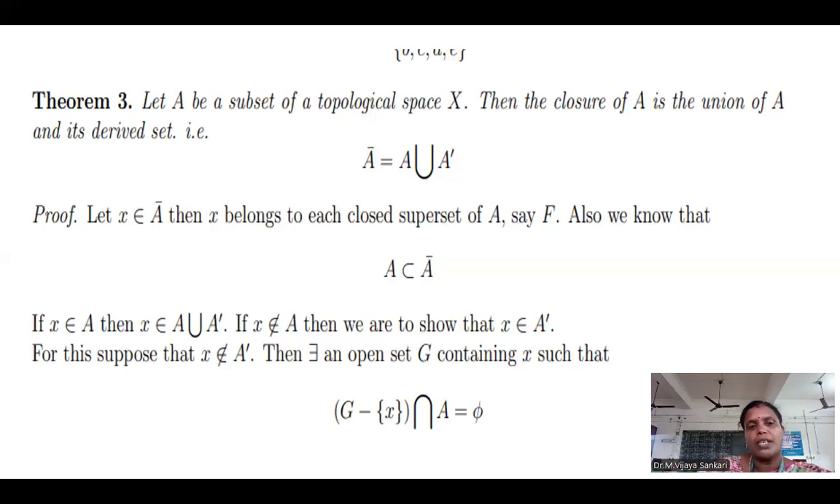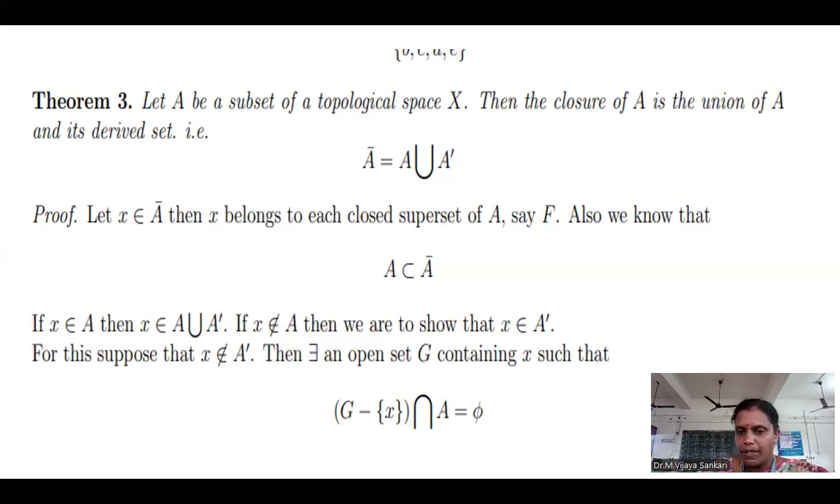If small x belongs to capital A, then small x belongs to A union A dash. Here x belongs to A, so the element x belongs to A bar and x belongs to capital F. Then x belongs to A union A dash. If x does not belong to capital A, then we show that x belongs to A dash. For this, suppose that x does not belong to A dash.